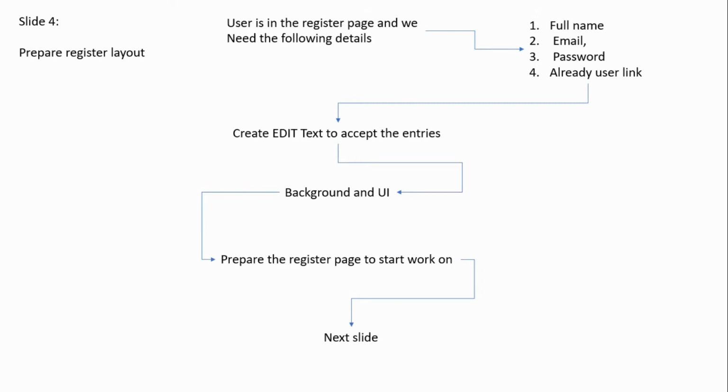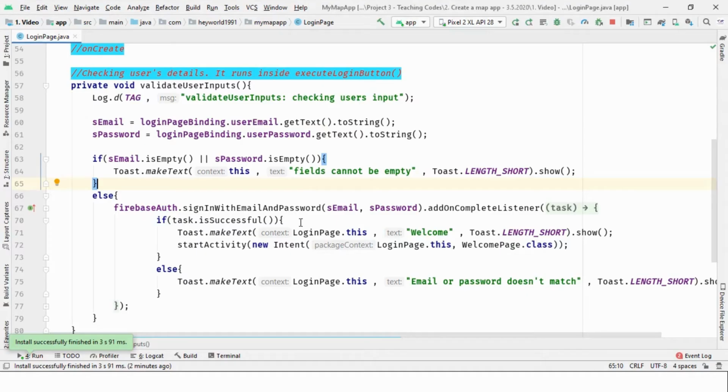Then we are going to work on our background colors and our user interfaces, how we are going to shape the rounded boxes and all of those widgets. And the last one is we are going to prepare our register page, the place where we write our code. And then the last step is we move on to the next slide, which is going to be in our next videos. Let's go to our Android Studio.